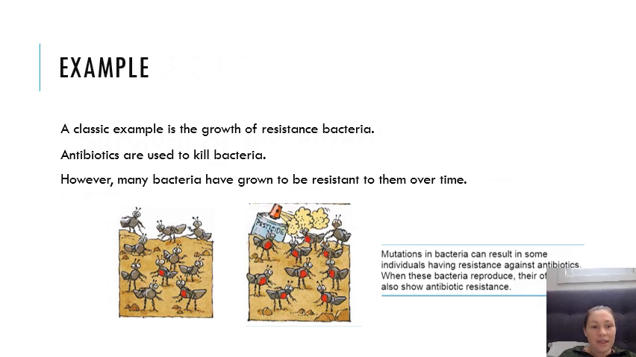A classic example of natural selection is the growth of resistant bacteria. Antibiotics are used to kill bacteria. However, many bacteria have grown resistant over time, and that occurs based on mutations in bacteria that can result in some individuals having a resistance against a particular strain of antibiotics. They then reproduce, pass these traits on to their offspring, and then you see colonies of bacteria which are resistant to antibiotics.